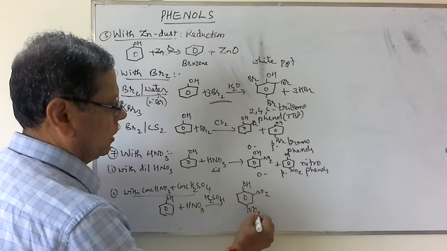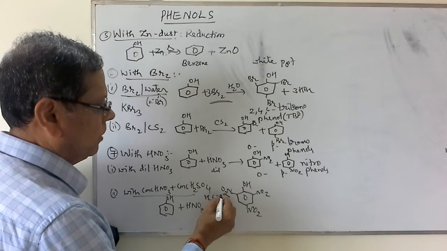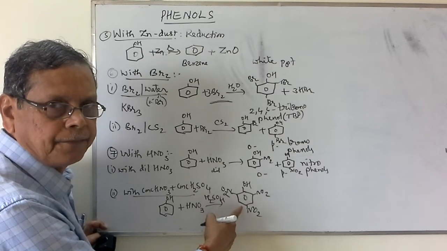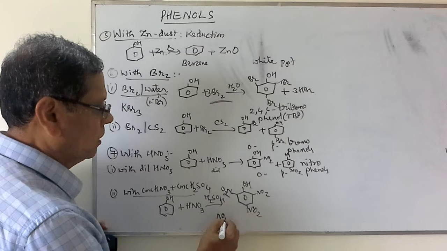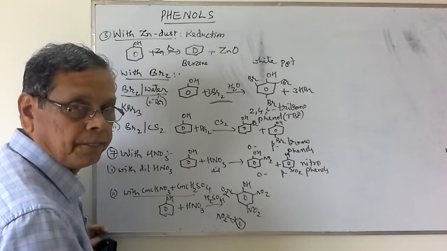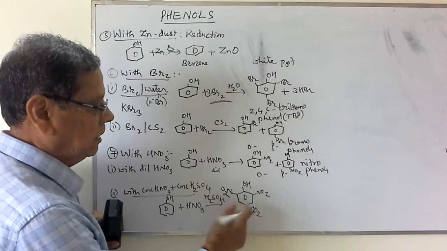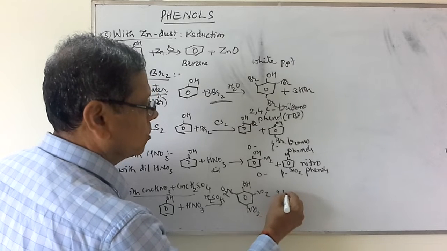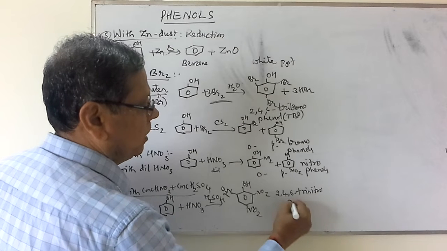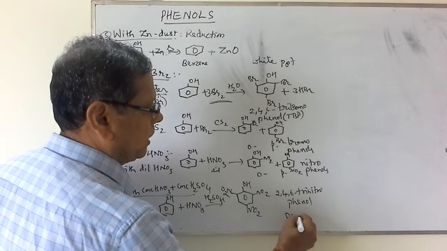Remember, we are writing this NO2 so that the nitrogen links to this benzene ring. Don't write it the other way, linking the oxygen to the benzene ring. That is not correct. So we have to link the nitrogen atom to this benzene ring, and it gives rise to 2,4,6-trinitrophenol. This is also named as picric acid.